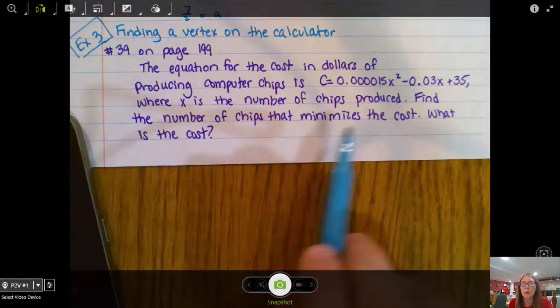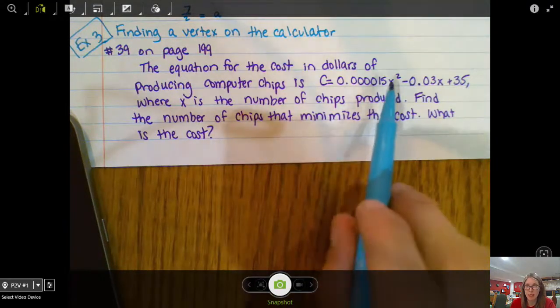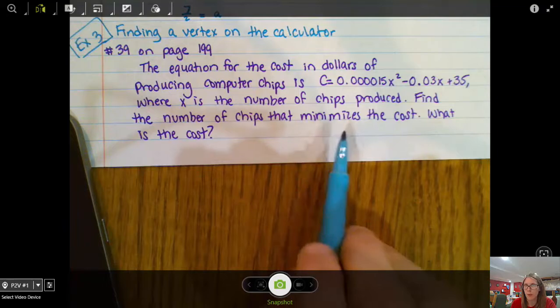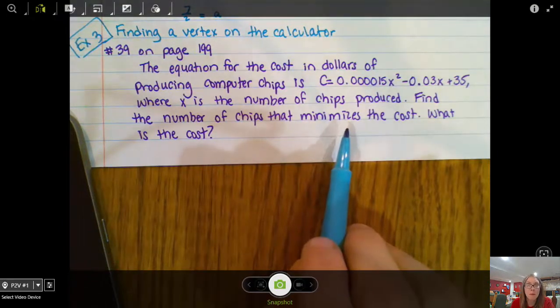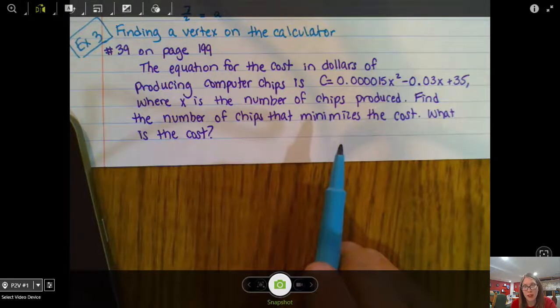Now we see this word minimum. So think about when we have a parabola. I know this is going to be a parabola because I have x squared. When we have a parabola, where on the graph is our minimum value or our maximum value sometimes? Hopefully you're thinking it should be the vertex.